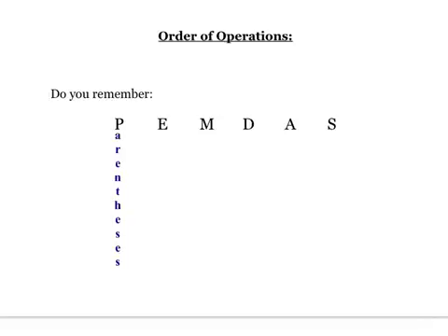Parentheses. Anything with parentheses around it, like 3 plus 4, goes before anything outside of it. So parentheses are our first priority. Exponents. Anything raised to a power. Like here we have 4 raised to the third power. You would do this after you've established your parentheses first.